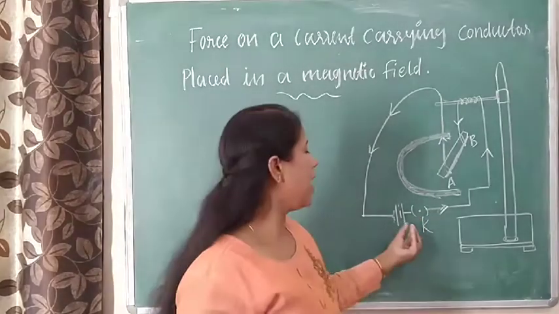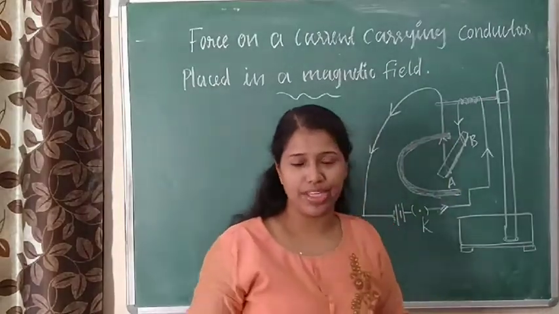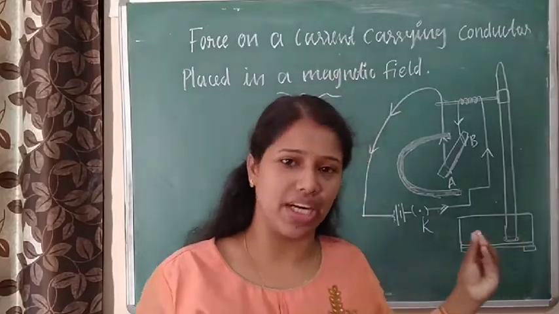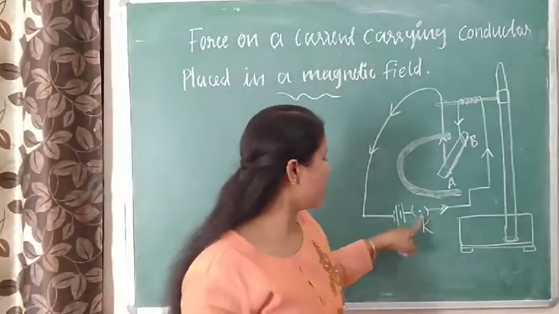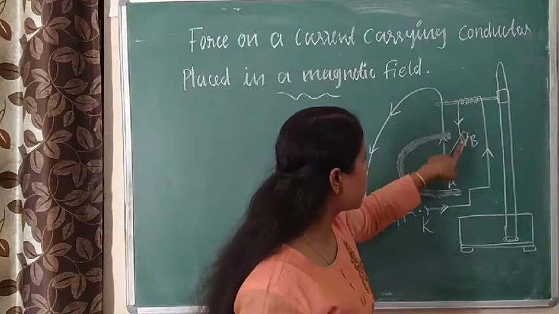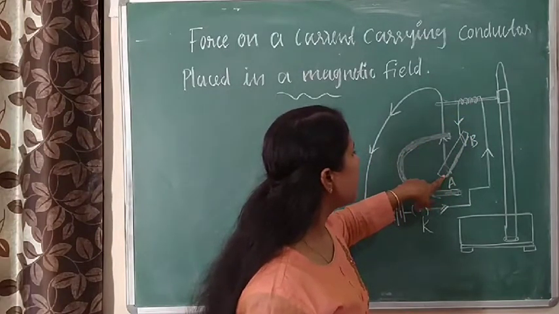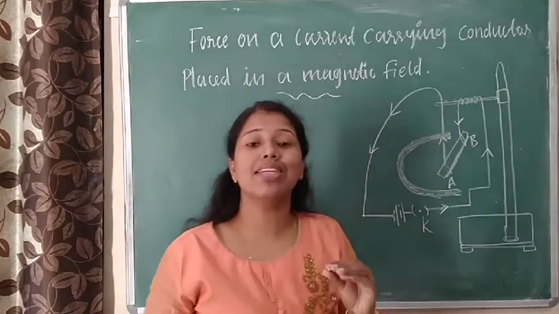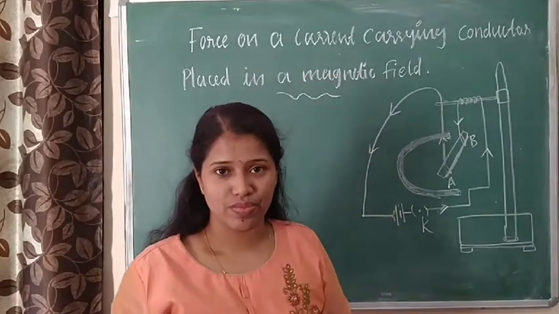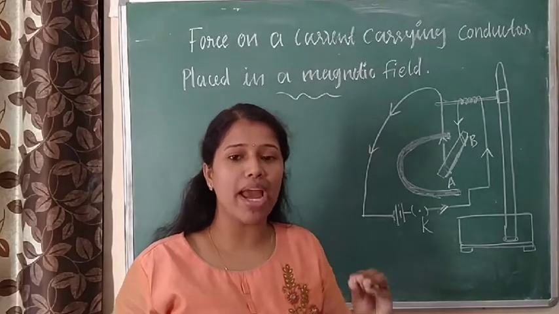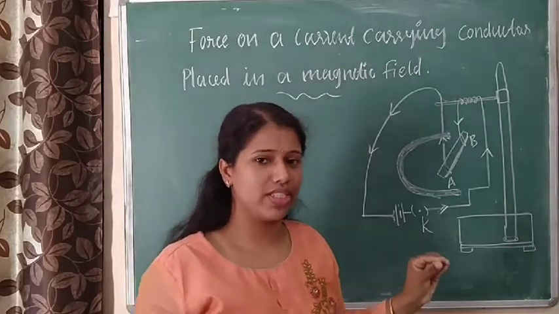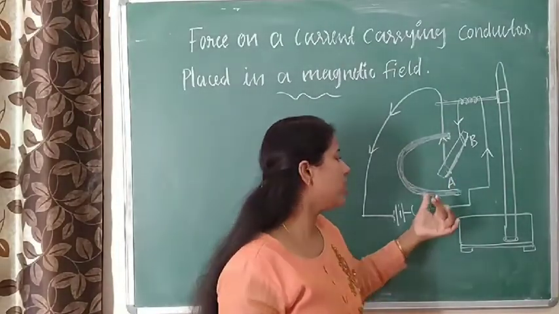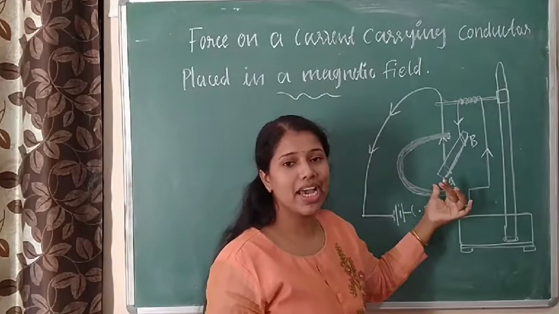Then what happened? Current is passing through the circuit, with direction from the positive terminal to this side. As current passes through the circuit, the horseshoe magnet exerts a force on the rod.